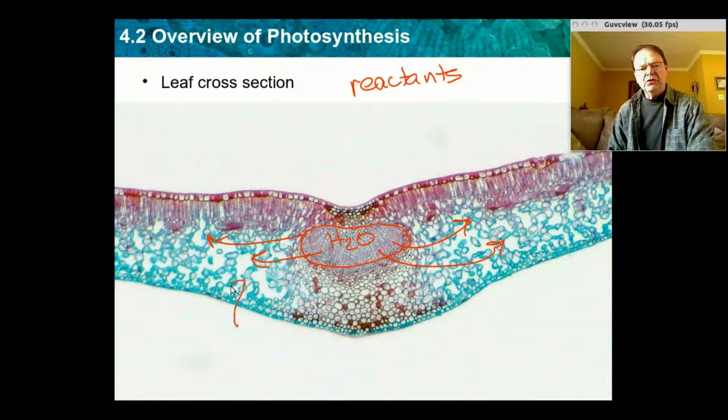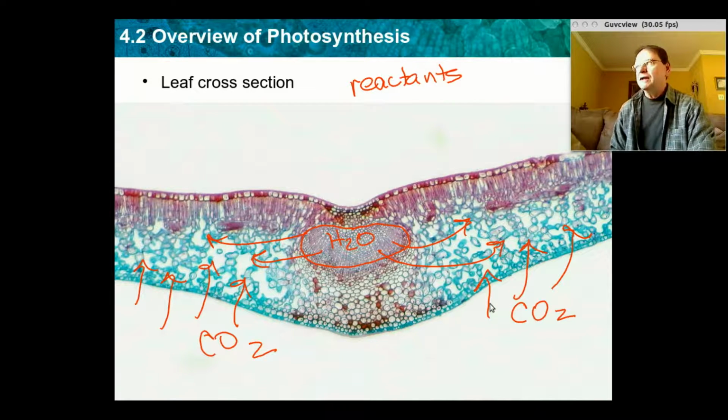Also, through the guard cells and into the spongy mesophyll, we have the other very important reactant coming in, which is carbon dioxide. That is present in small amounts in our atmosphere. You and I are breathing out carbon dioxide as well as many other organisms. And so this is going to be the reactant.